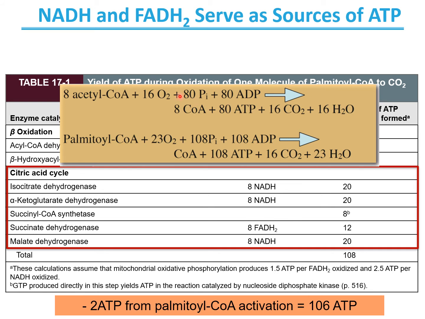So if we add the equation from the slide before to these slides, to the fate of acetyl-CoA, all in all, one palmitoyl-CoA will generate 108 ATP plus 23 molecules of water. But we have to subtract 2 ATP for the activation of palmitoyl-CoA. So all in all, 106 ATP are generated from one 16-carbon saturated fatty acid.